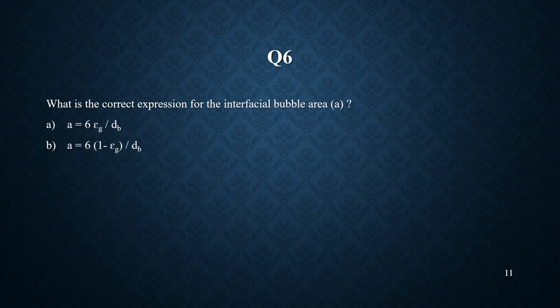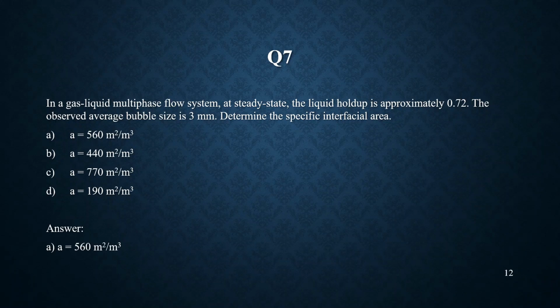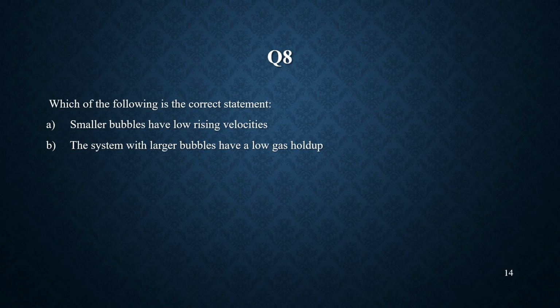And in question 6 we were dealing with the calculation of interfacial bubble area, which is nothing but 6 into epsilon g by dB. And another formula was based on that. Here the point to be noted is we are using a gas liquid flow system where liquid hold up is given. So it is a direct substitution of question 6. And in question 8 it was about smaller bubbles have low rising velocity and also they have a higher gas hold up. The contrary statement is larger bubbles have low gas hold up. So both options are right.